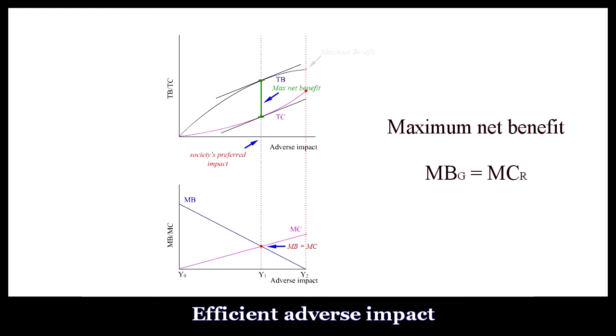At Y1, the vertical distance between total benefit and total cost is the greatest, indicating maximum net societal benefit. The parallel tangents indicate that MBG is equal to MCR.